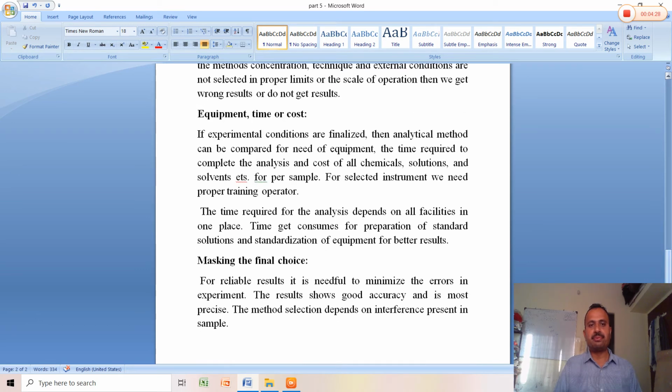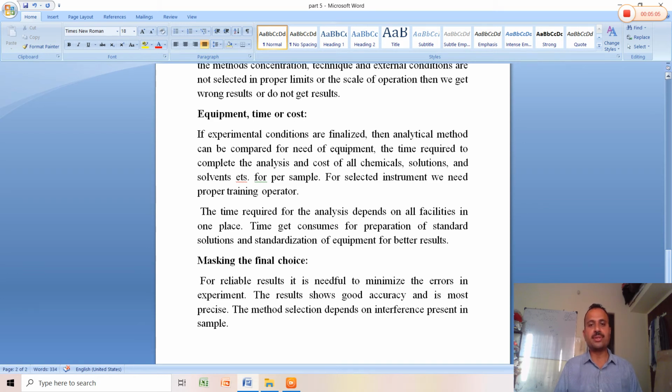Next one is equipment, time or cost. If the experimental conditions are finalized, then the analytical method can be compared for the need of equipment, the time required to complete the analysis, and the cost of analysis for solutions and solvents per mole of sample. So once the experimental conditions are finalized, it is important to check whether the analytical method is suitable in terms of equipment, time or cost.